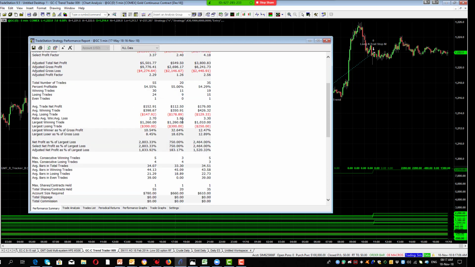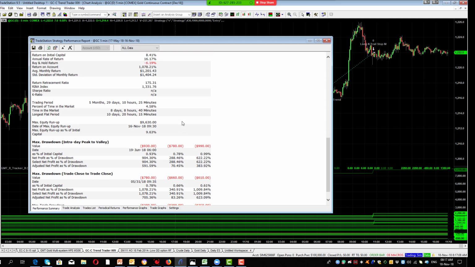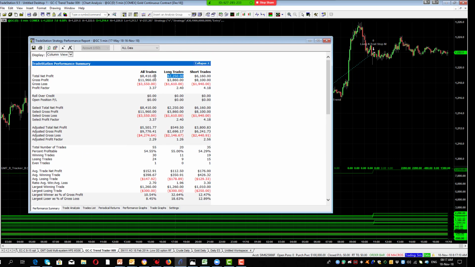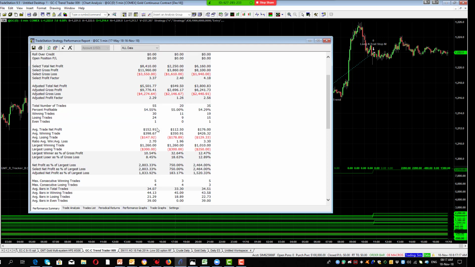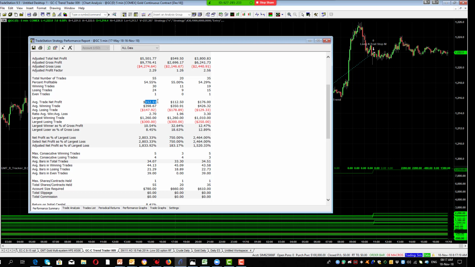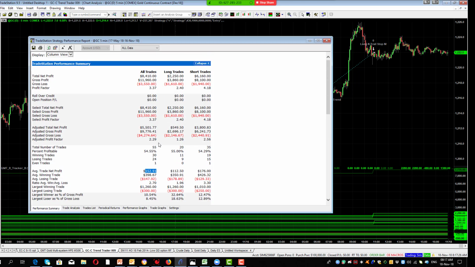But the advantage we have with this strategy is that, yeah, look, it's not hitting it out of the park as far as profit over the last 6 months, but what it's doing is it's maintaining an average trade net profit. It's not trading a lot. It's got 55 trades, 54%. What I like about it is the profit factor is 3.3.